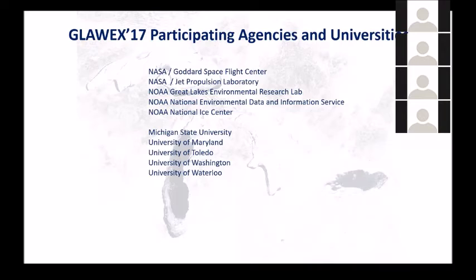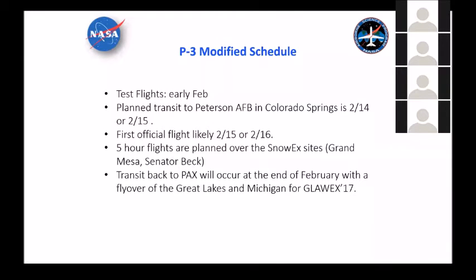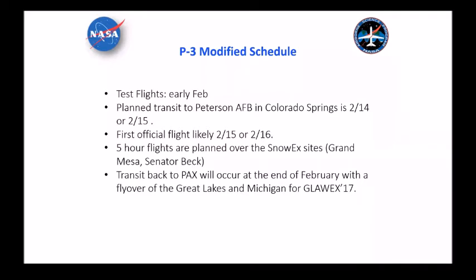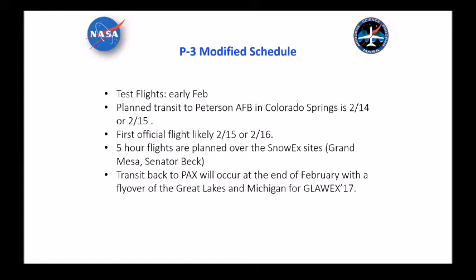So this just summarizes the agencies and universities that are participating in the GLAWEX 17 mission on that day at the end of February. And the schedule, which gets modified every single day. It gets changed. So this is a moving target. We don't know when our flight will be. Right now we're thinking it will be at the very end of February. But I think that's my last slide. So I'd be happy to answer any questions if anybody has any.